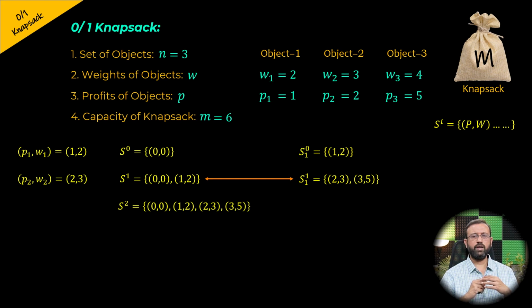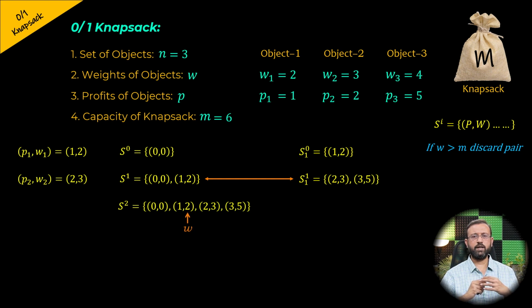So this way we consider all the possibilities of including and not including the objects in the knapsack. Now after computing the sets S of pairs of profit and weights, we need to check if the weights in the pairs computed exceed the capacity M of the knapsack. That is, if the weight W in the pair is greater than M, then purge the pair, or simply discard the pair from the set. So at this stage in the set S2, the first pair is 0, 0 where weight is 0, which is less than 6, which is the capacity of the knapsack. So this pair is part of the set.